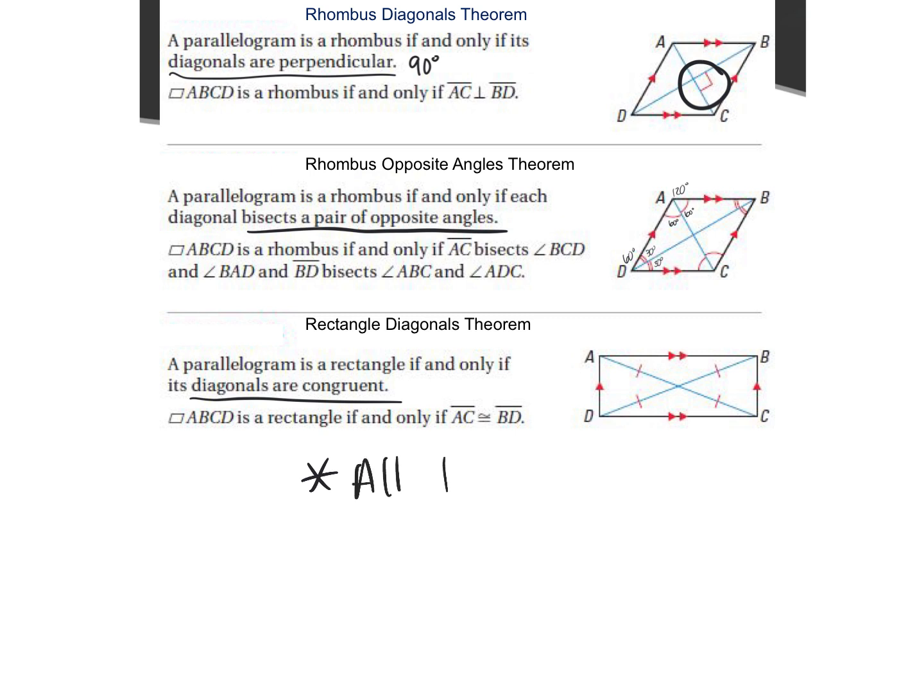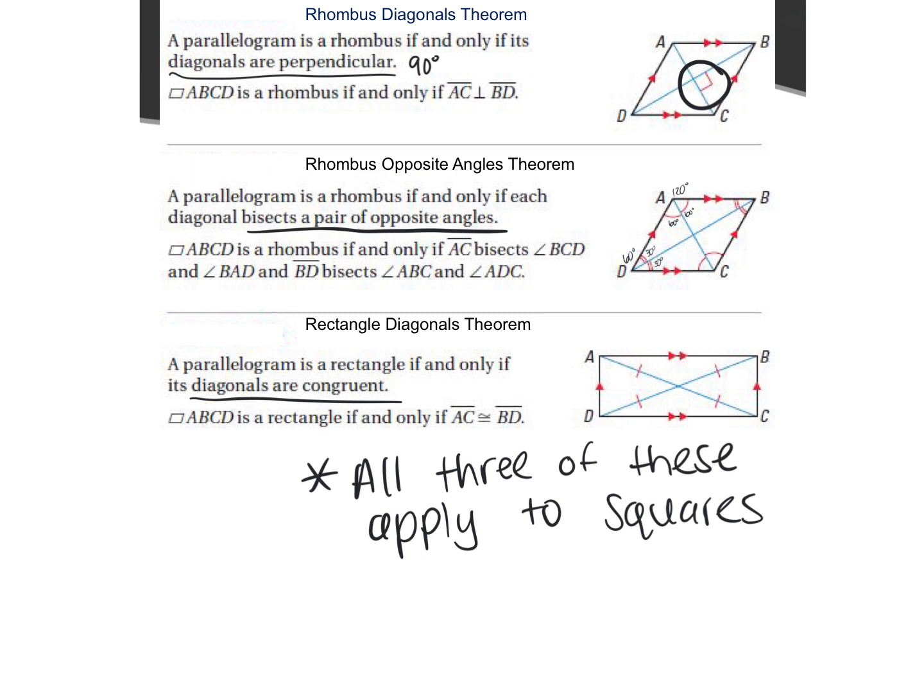Now, put a little star at the very bottom of this slide. All three of these theorems apply to squares. Why? Nick? Very good. A square contains both congruent angles and congruent sides. It's both a rhombus and a rectangle. Okay? Any questions on these theorems?